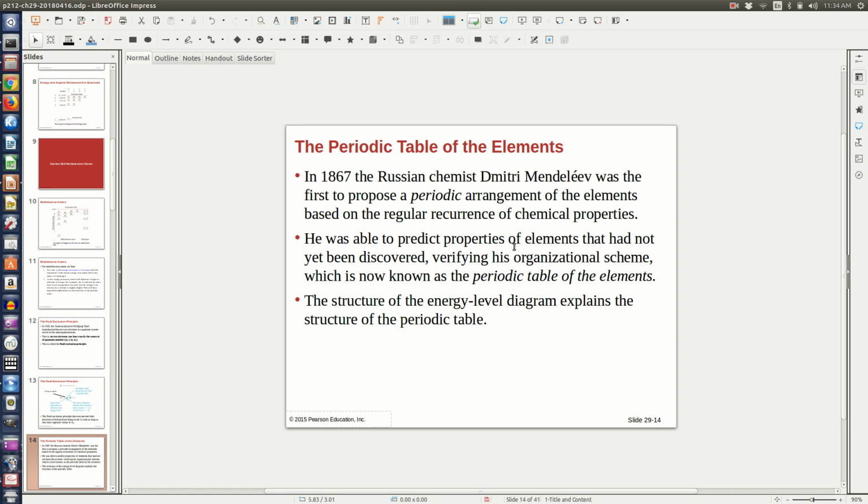So in 1867, the Russian chemist Dmitry Mendeleev noticed that there was a periodicity to the chemical properties of elements, and he was able to arrange them based on their chemical properties into a table which we call the periodic table of the elements. That's his organizational scheme based on the chemical behavior of the elements and similarities between certain elements that are associated to be in the same family of chemical behavior.